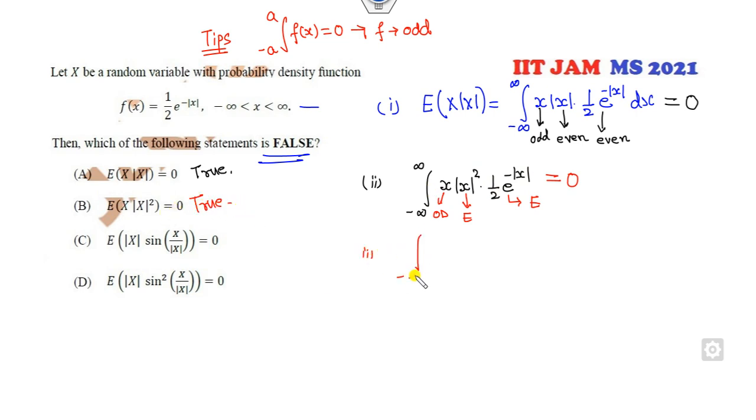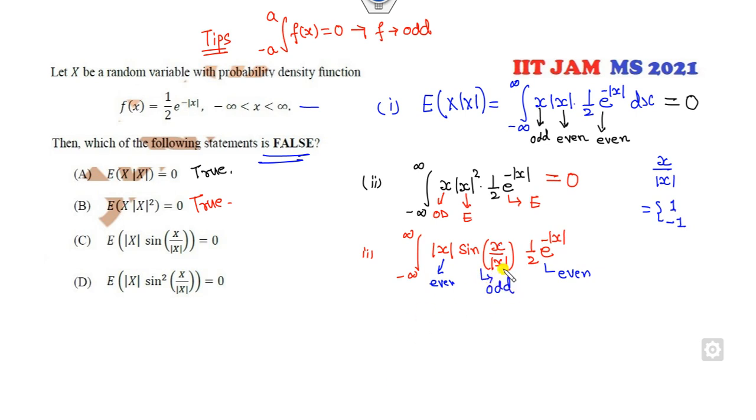Look at the third option, minus infinity to infinity, mod x sine x over mod x into half e raised to power minus mod x. This is my even function, this is my even function. x over mod x, we all know this value is either plus 1 or minus 1. So that means this is my odd function, because we either consider the plus x or minus x. So the even and odd, so its answer is odd. So this complete is my odd function. So answer is 0. It is also a correct statement.